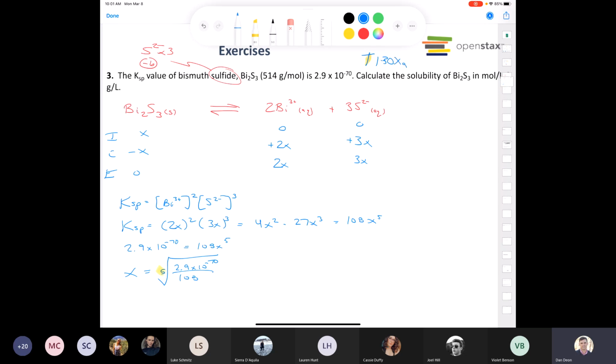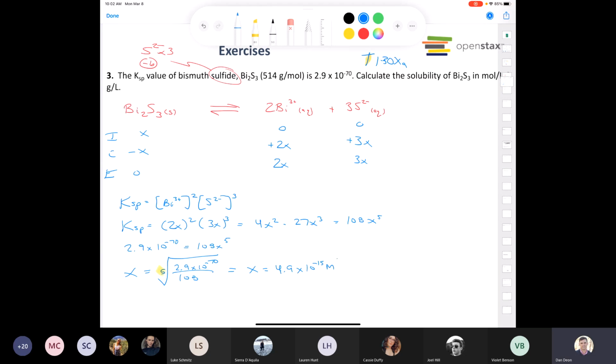But in order to do this, the way you do it, I put in 2.9 times 10 to the negative 70 divided by 108. That gives me 2.7 times 10 to the negative 72. Now to take the 5th root on this calculator, you press second function and then you press the exponent button, which gives you a root, and then you press the number 5 and you press enter and it gives you 4.9 or 4.85, but you round it up to 4.9. So x is equal to 4.9 times 10 to the negative 15 molar.